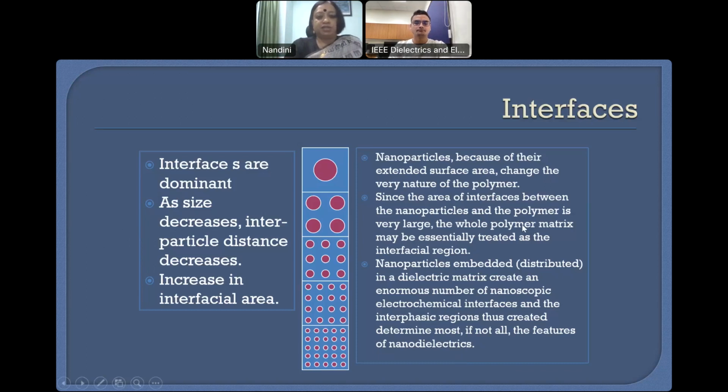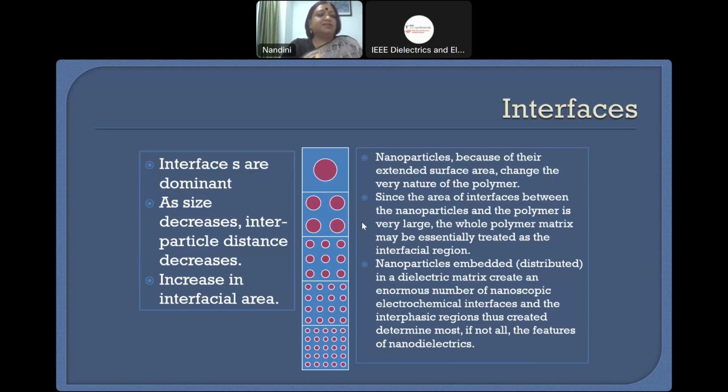Now, if you look at this slide, these rectangles with the square circles in them, each of these rectangles have the same amount of bulk polymer, which is represented by the blue region, and the same fraction of nanofiller, which is represented by the pink region. What is changing as we go from the rectangle at the top to the rectangle at the bottom? What is changing is the size of each individual particle is decreasing, and because of that, the interface region between the particle and the polymer is increasing considerably.